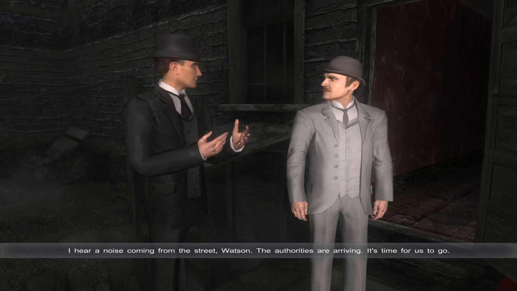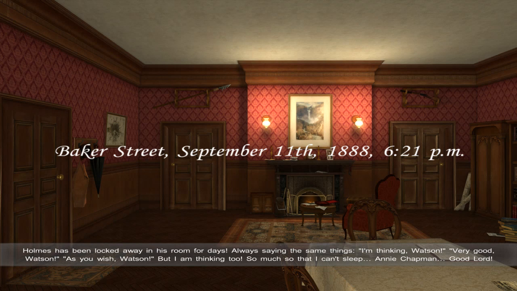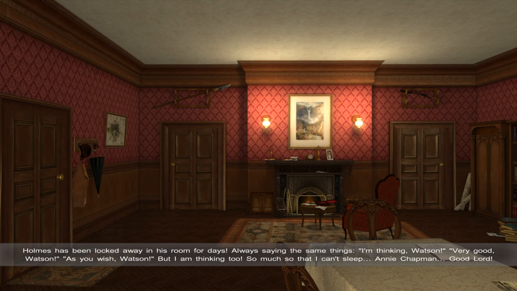I hear a noise coming from the street, Watson. The authorities are arriving. It's time for us to go. Holmes has been locked away in his room for days, always saying the same things. I'm thinking, Watson. Very good, Watson. As you wish, Watson. But I am thinking too. So much so that I can't sleep.